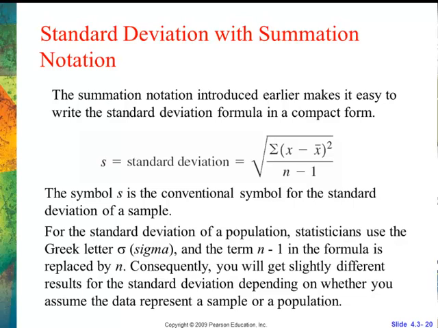If we were dealing with the population, instead of an s, we would have a sigma. And instead of n minus 1, we would have n. So we'd say sigma is equal to the square root of the sum of x minus, really now, we might even have mu in there, squared, over n.